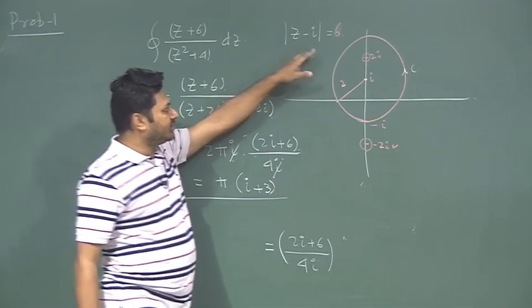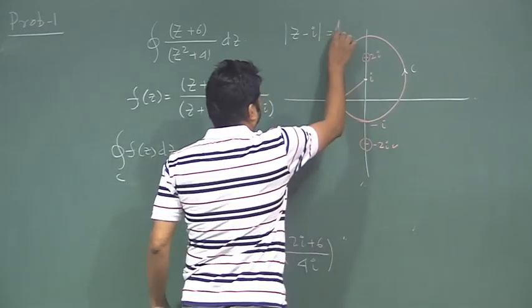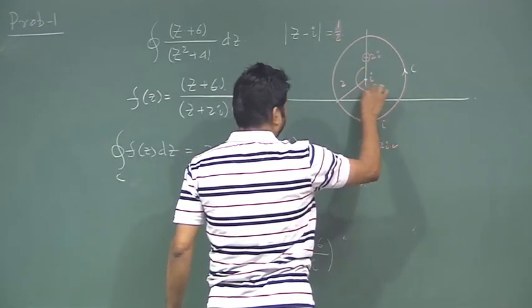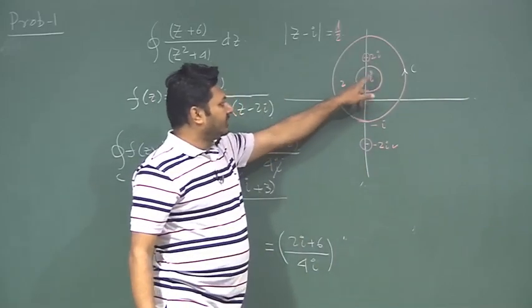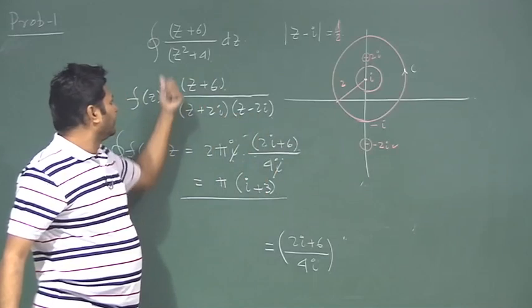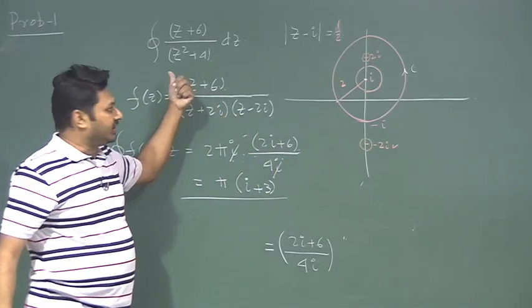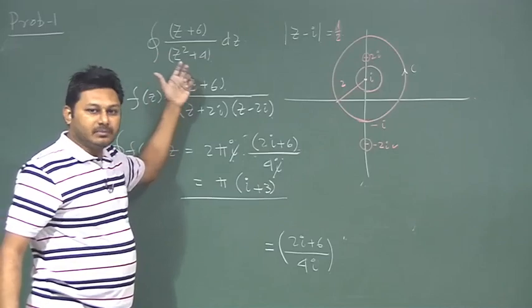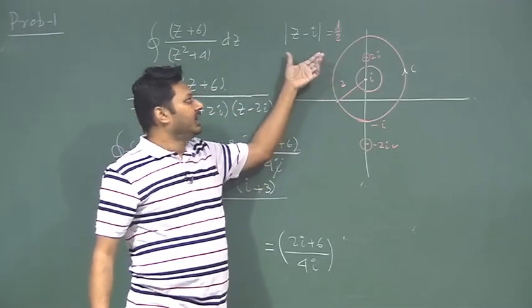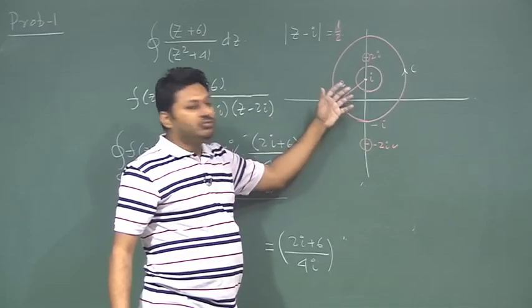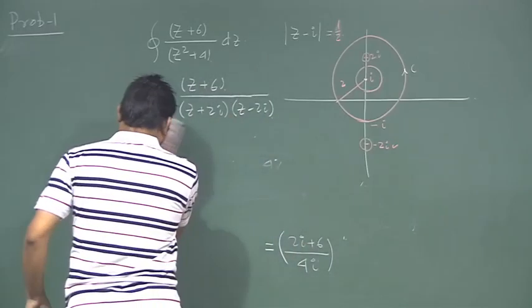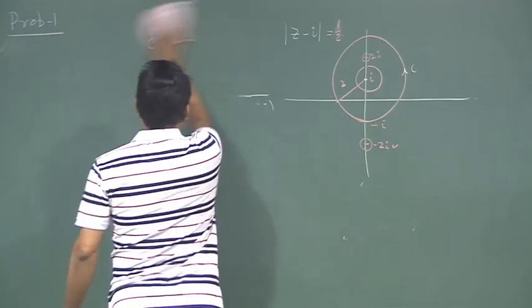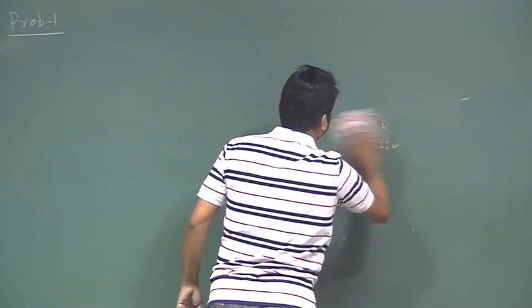If this region is changed to half, for example, then both singular points are outside, and inside there is no singularity, so the value of this integration will be 0. That means the value of the integration mainly depends on the region that is given to you. If the region is changing, you will have a different result in each case. After that, we will go to more examples, because there are a few important examples we need to cover. So, let us go to problem 2.